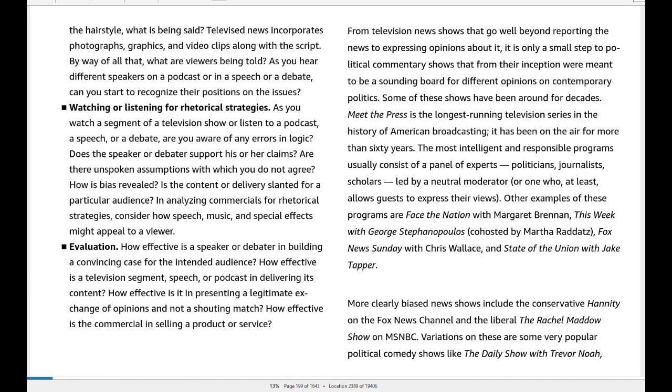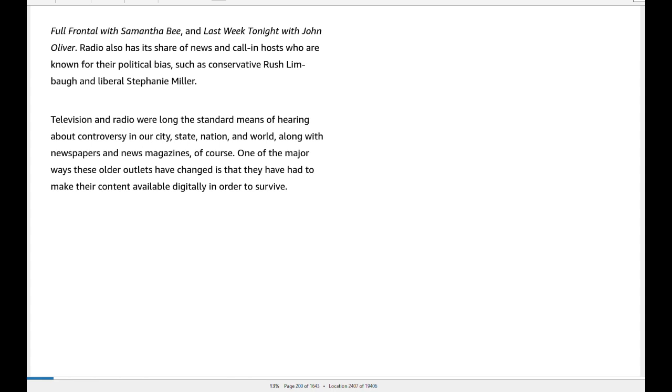Variations of these are some very popular political comedy shows like The Daily Show with Trevor Noah, Full Frontal with Samantha Bee, and Last Week Tonight with John Oliver. Radio also has its share of news and call-in hosts who are known for their political bias, such as the conservative Rush Limbaugh and the liberal Stephanie Miller.